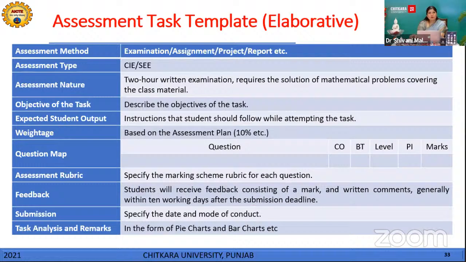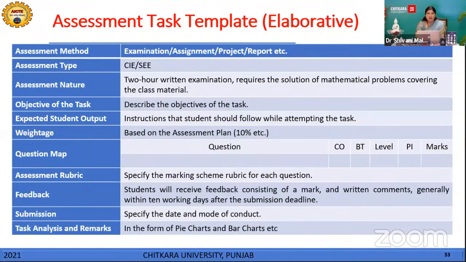Okay, so let's move on to the template, in an elaborated way, for a single task. Ultimately, what we were doing earlier was to decide the tools. Now, in a particular tool, say you have 5 tasks, say 5 assignments, or 2 semester term examinations and 1 end term examination. There should be a template that defines that particular task in all respects.